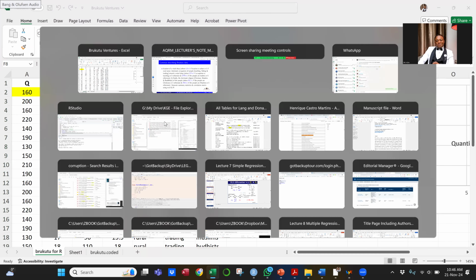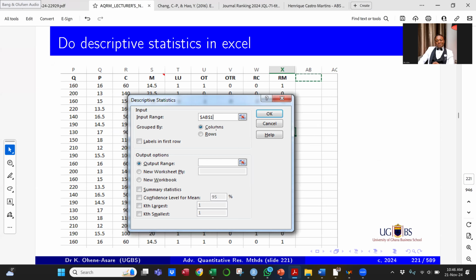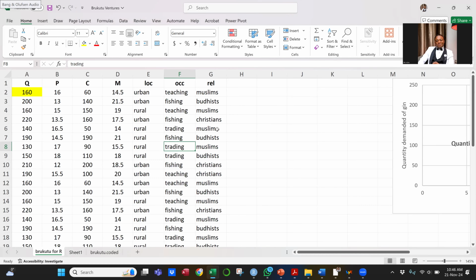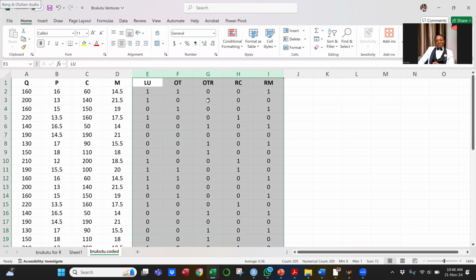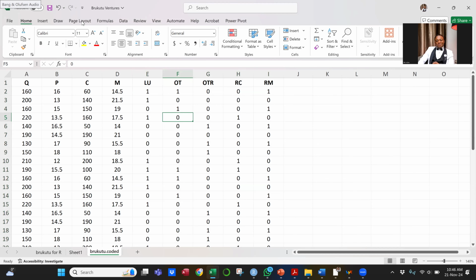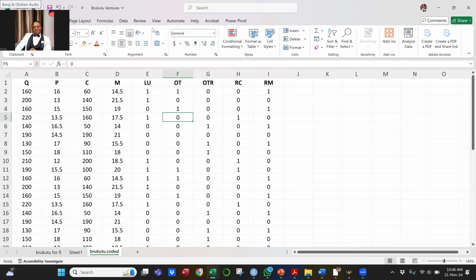Now at this stage, we can now do descriptive statistics in Excel. It's very simple. I think I've done it before with you. Okay. If you are using the coded data, it's very easy to do descriptive statistics. But remember, descriptive statistics for a dummy variable is not necessary. And I see people sometimes do that, it's not necessary. But for this purpose, I'll just do it for some sort of beautification purpose.